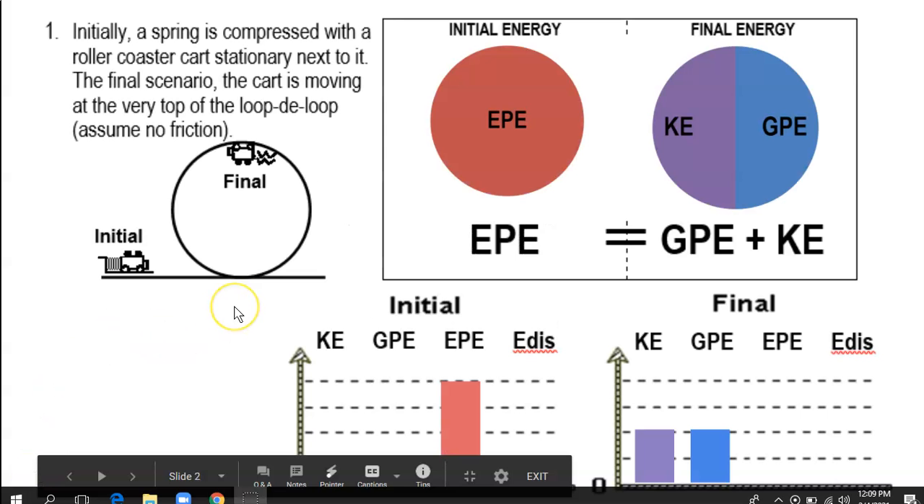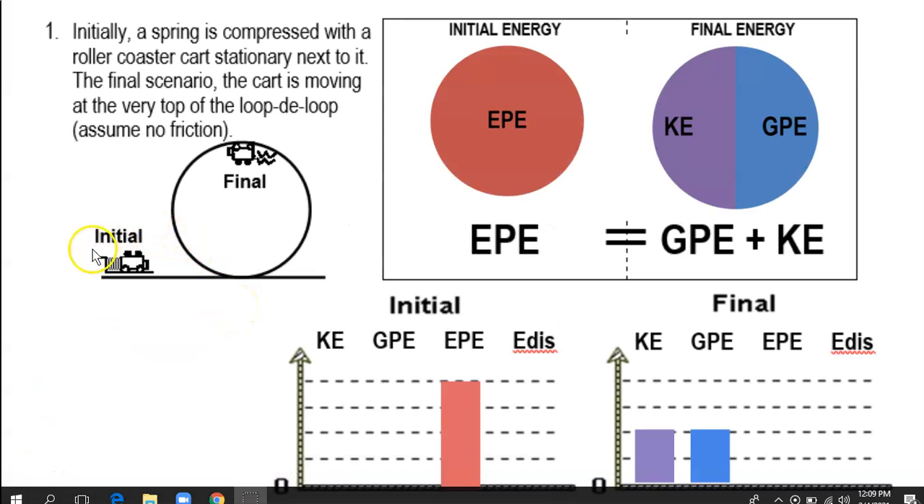Let's go over the answers to worksheet 3. Initially, a spring is compressed with the roller coaster cart stationary next to it. The final scenario, the cart is moving at the very top of the loop-de-loop. Assume no friction. So in this position, it's not above the ground, so no GPE. It's not moving, so no KE, but it is compressed, so that's EPE, all elastic potential energy.